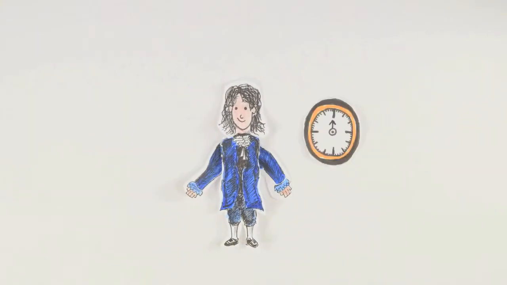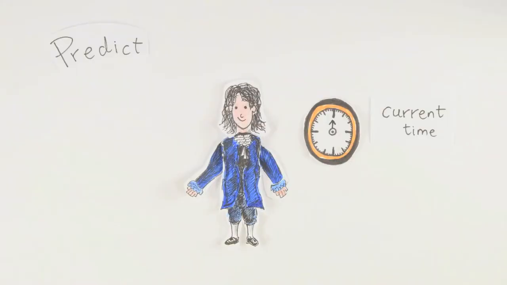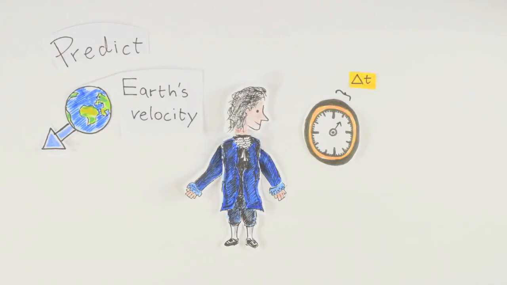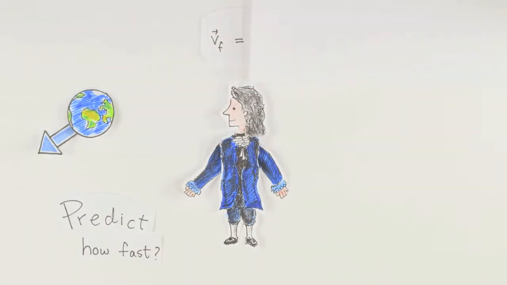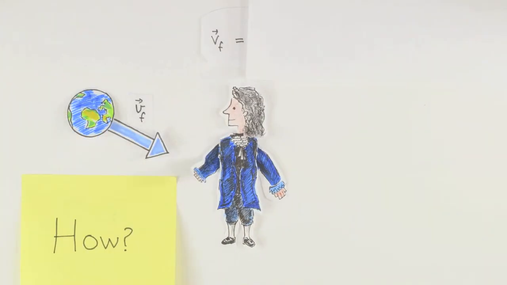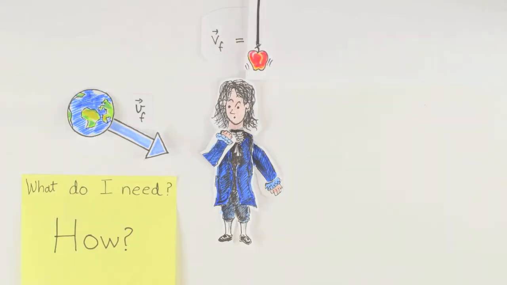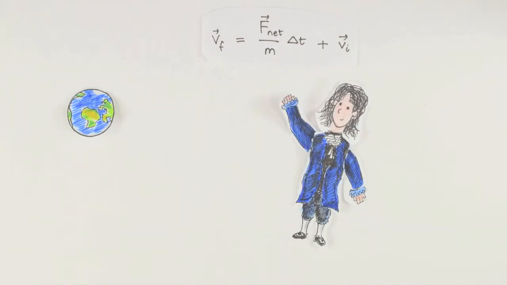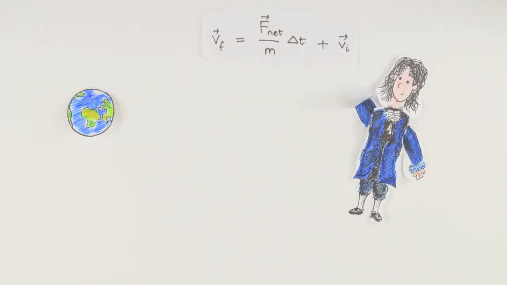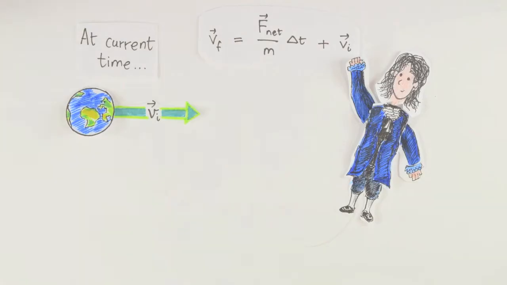Let's imagine that now, at the current time, we want to predict what the velocity will be a little time interval delta t later. On the left-hand side, we're predicting how fast the object moves and in what direction it moves at some later time. But we don't get something for nothing. The right-hand side tells us what we need right now for the current time to make this prediction for a later time. For starters, we need to know, for the current time, how fast and in what direction the object is moving. This is known as an initial condition.